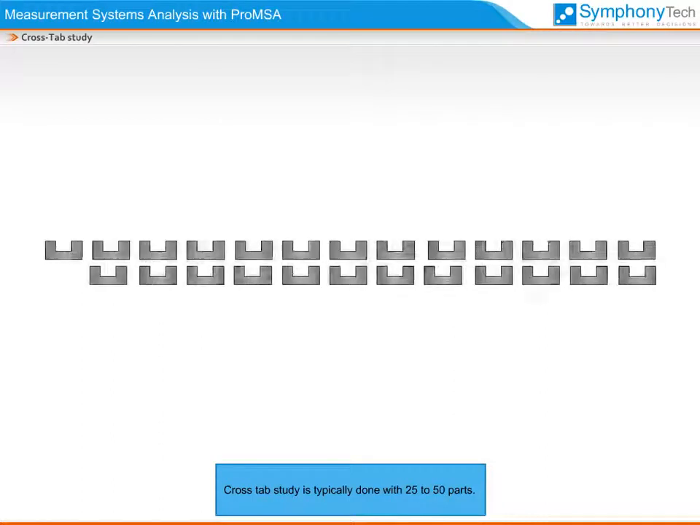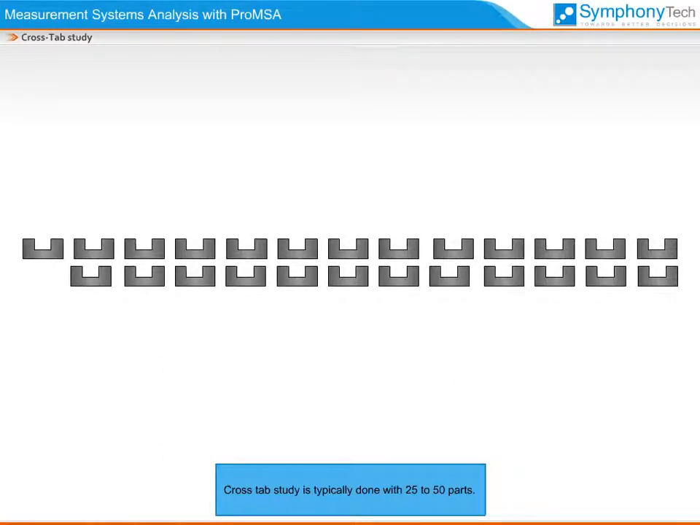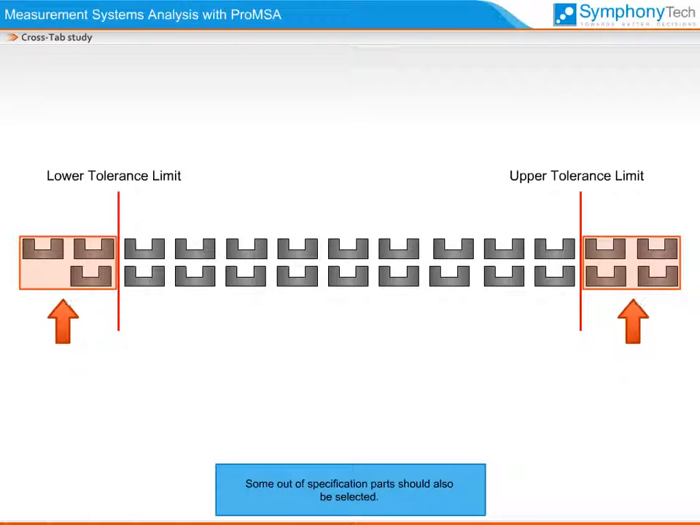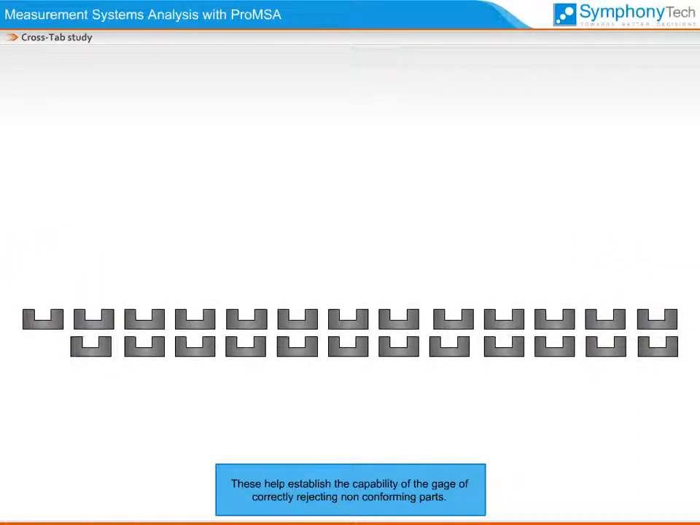The crosstab study is typically done with 25 to 50 parts. Select the parts in such a way that they span across the tolerance zone. Some out-of-specification parts should also be selected. These help establish the capability of the gauge of correctly rejecting non-conforming parts.